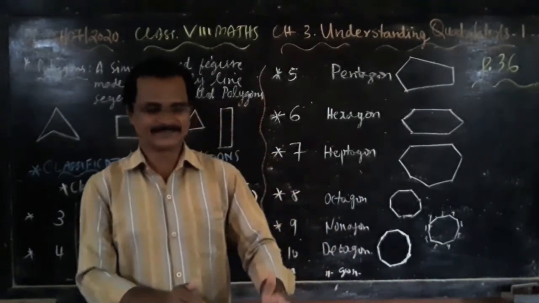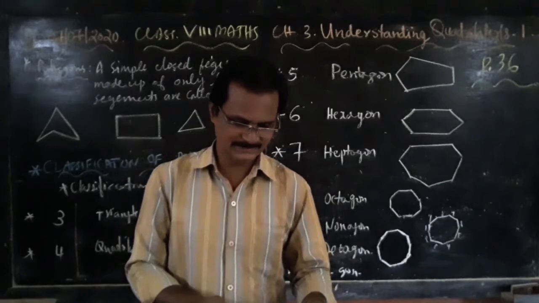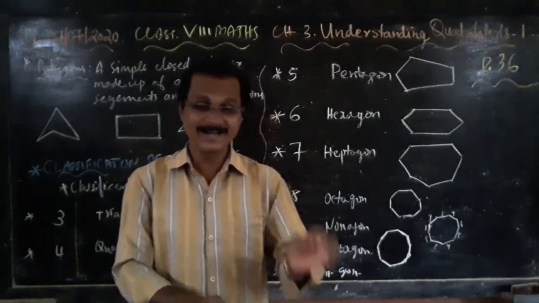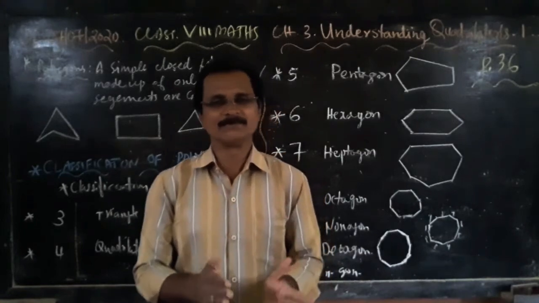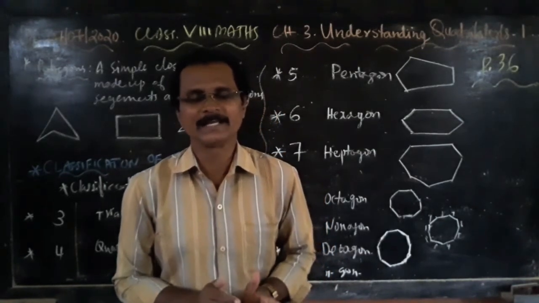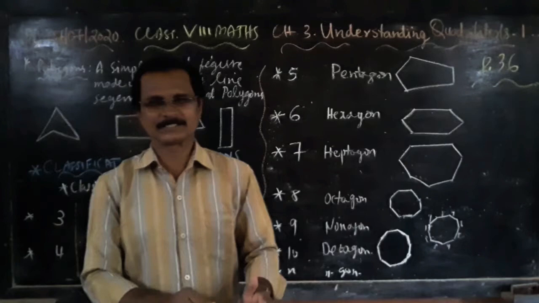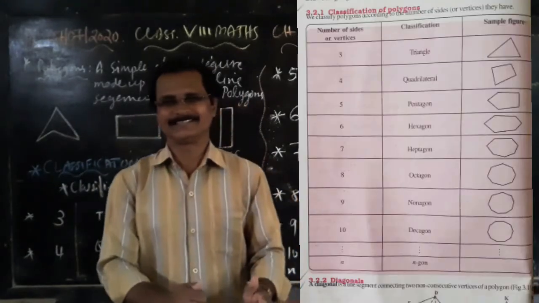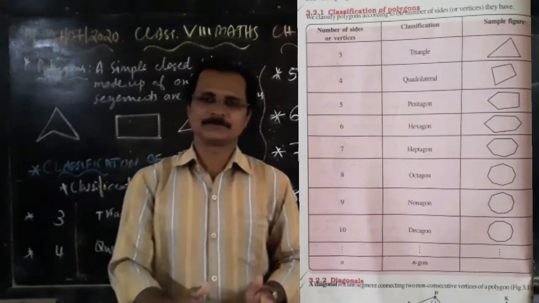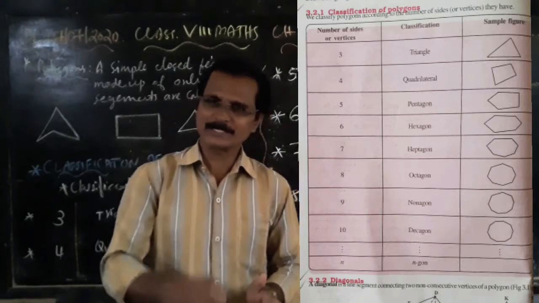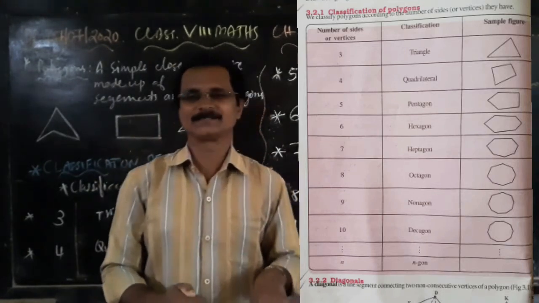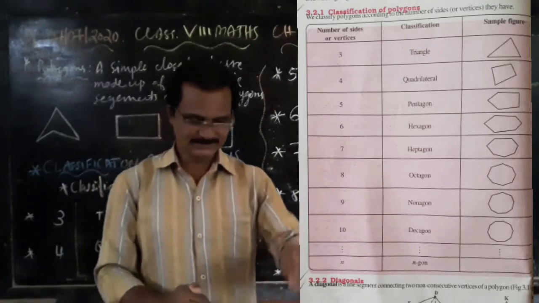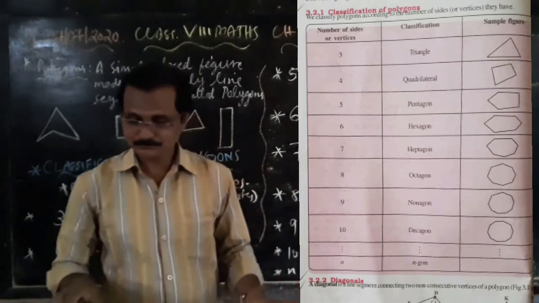chart, table is given. Classification of polygon. He classified the polygons according to the number of sides. Wow, such a beautiful table is given. Okay, I will try to keep it on your screen. Okay, then if I forget to keep it on the screen, then you take your notebook, textbook, page number 38, and the table is there. Please complete that table.